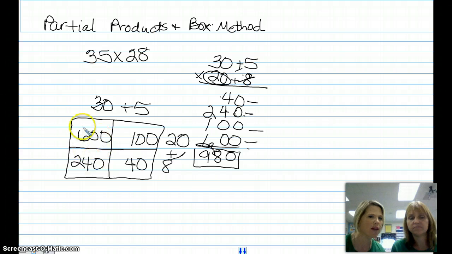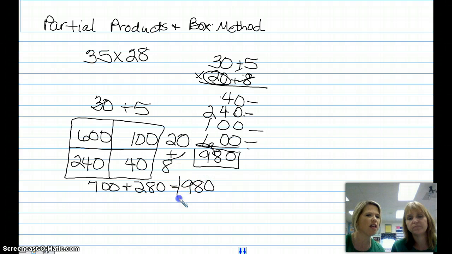So then when we add them together, this is 840 and this is 140. Can you do it in your head? It might be easier to add across. 600 and 100 is 700. That's pretty easy. 240 and 40 is 280. That's probably a little bit easier to do in our head, but I'm going to write it down because I'm a visual person. So we still get 980. Look at that.